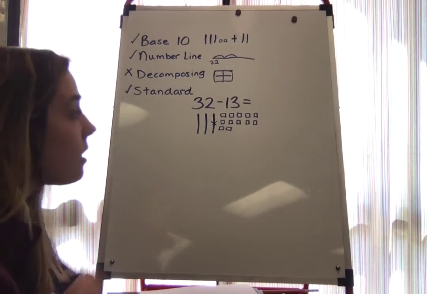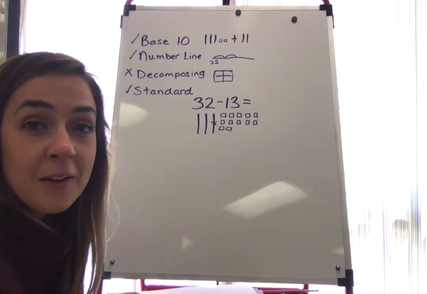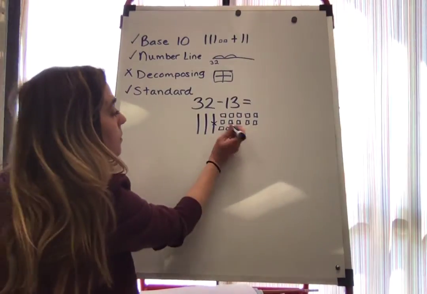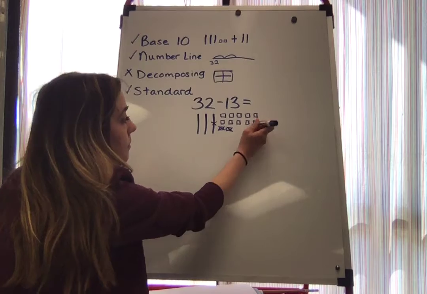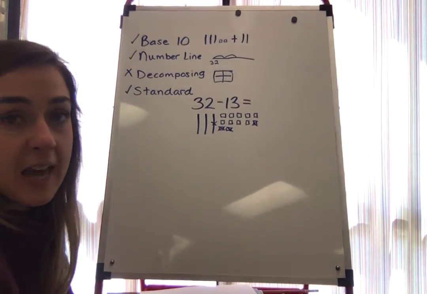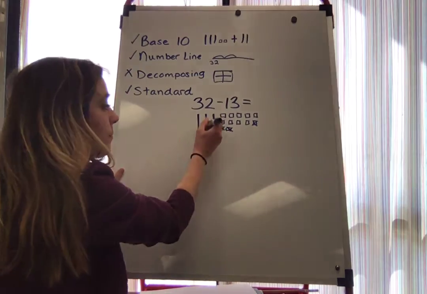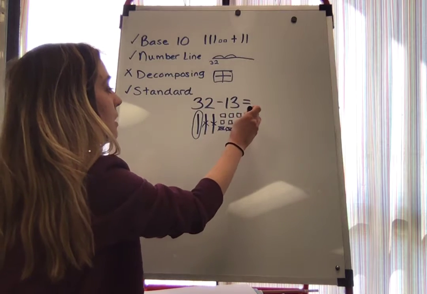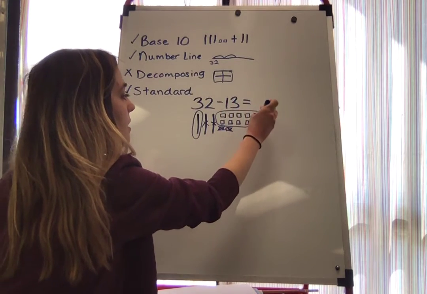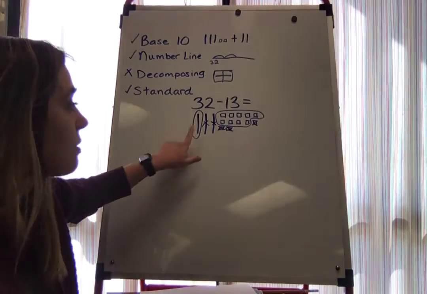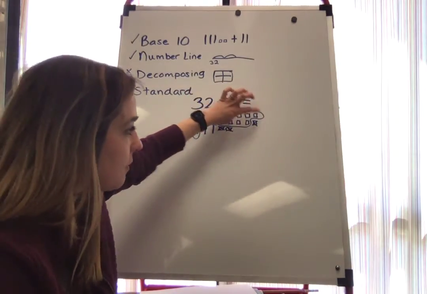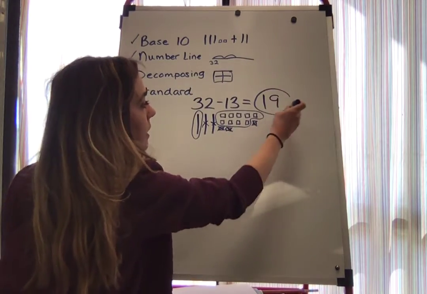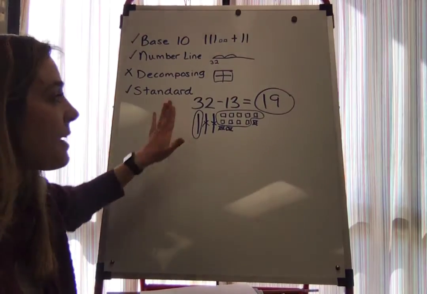Once we're there, then we can subtract the 13 that we need to. So I'm going to cross off 3 cubes, and I'm going to cross off 1 group of 10 because there's a 1 in my tens place. Then I add up what is left, so I have 1 stick left, and these cubes left, so 10, 11, 12, 13, 14, 15, 16, 17, 18, 19. So 19 is my answer. Okay, so this was base 10.